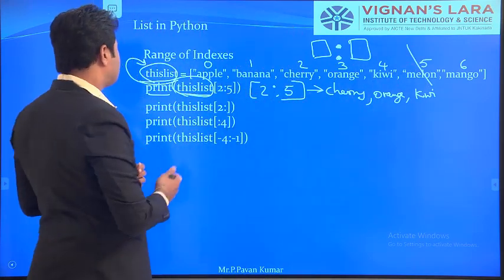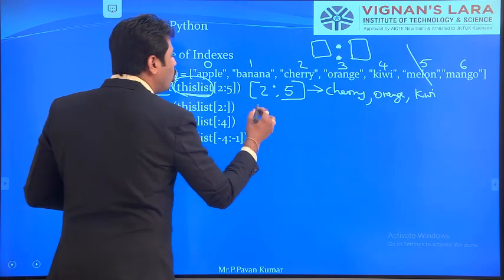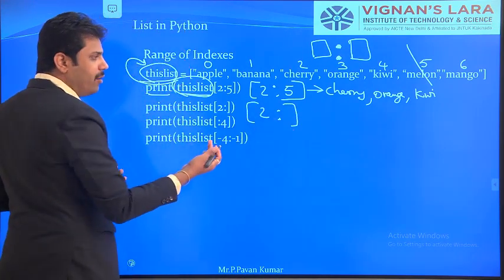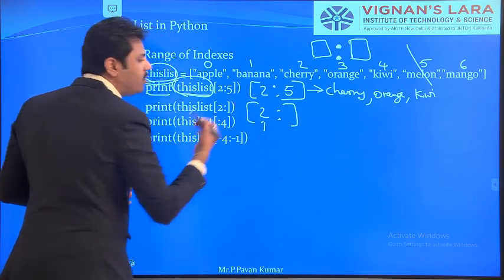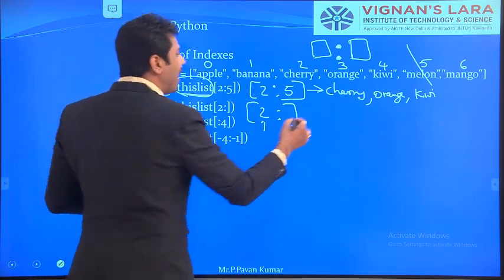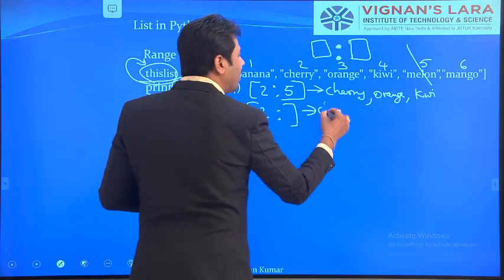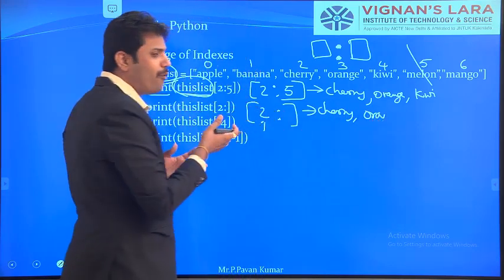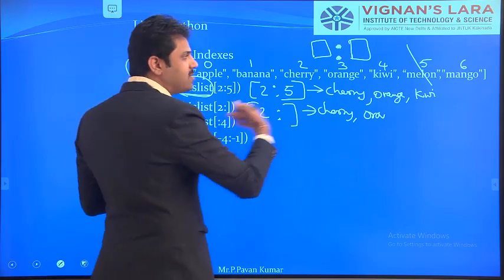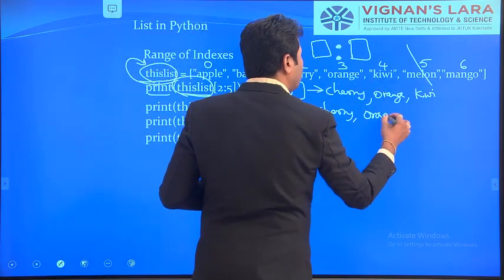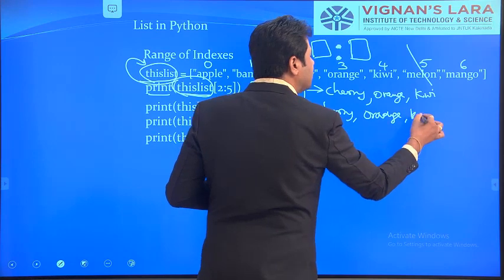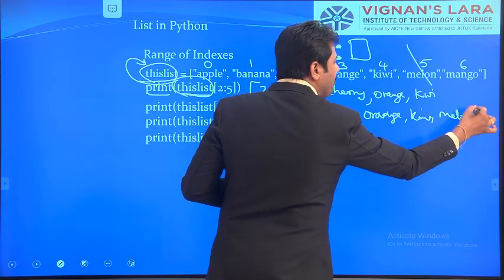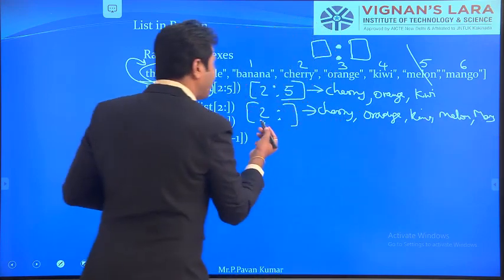Clear? Let's print this list 2 colon. We have given the starting value, not the ending value. That's why it takes cherry, next orange. That means you have not provided the end value, so it takes all the values in the list: kiwi, melon, next mango, all the values. That means from the start to the end.